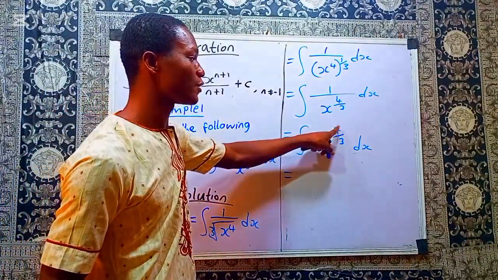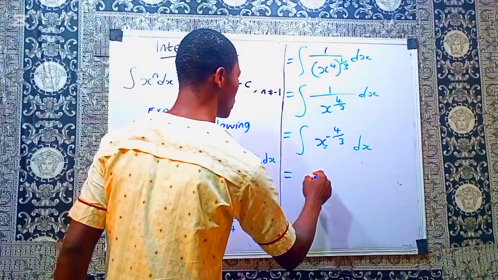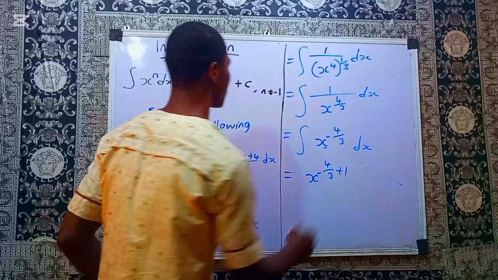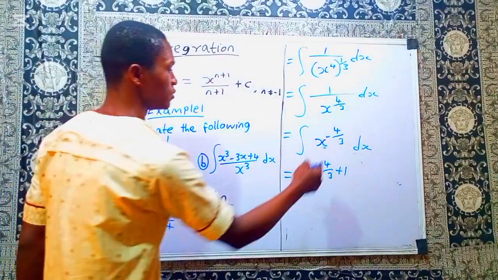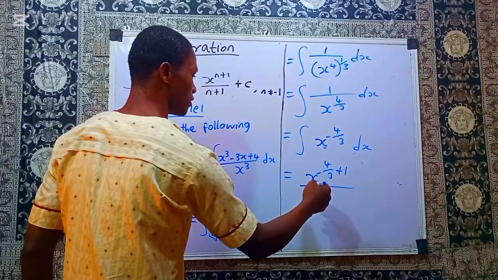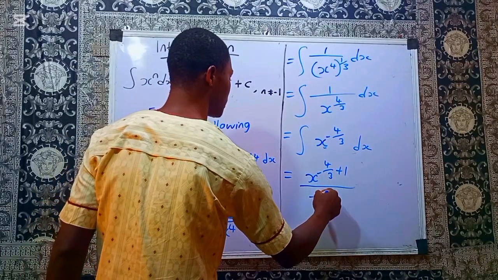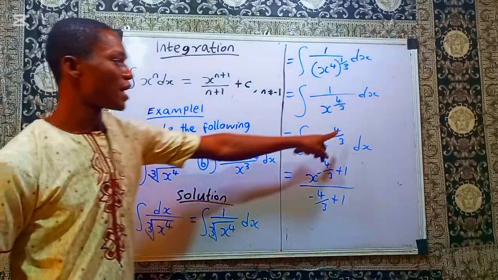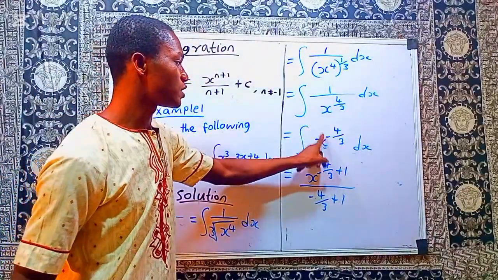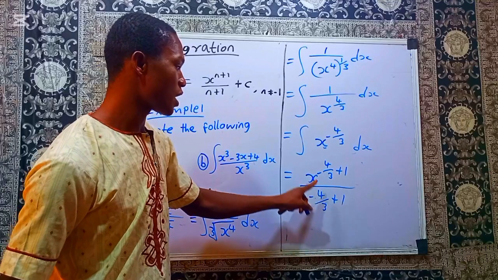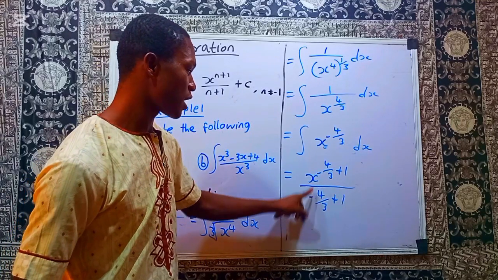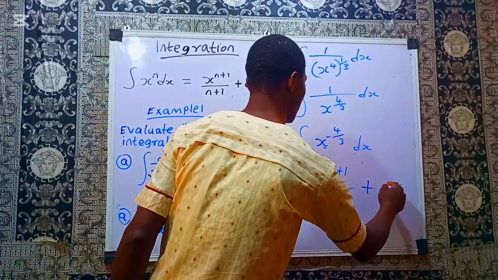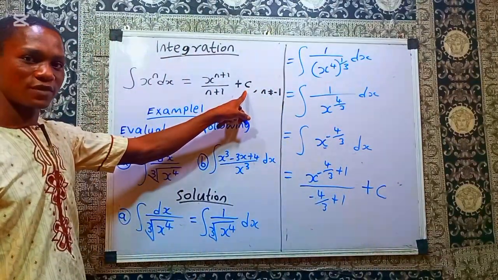So using this, we go over to this. What do you do? You add 1 to the index. So you are going to have x raised to power negative 4 over 3 plus 1. You add 1 to the index, and you divide by the result. What's the result now? Negative 4 over 3 plus 1. That's what the formula says: add 1 to the index and use the result to divide. So I added 1 to this index, then I used this result to divide, right? Then plus the constant of integration, c.